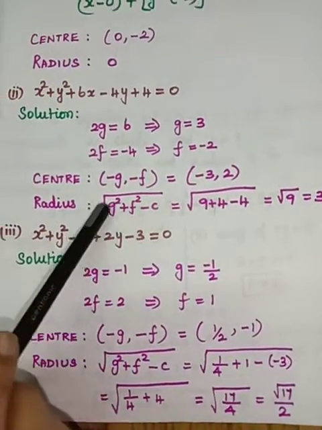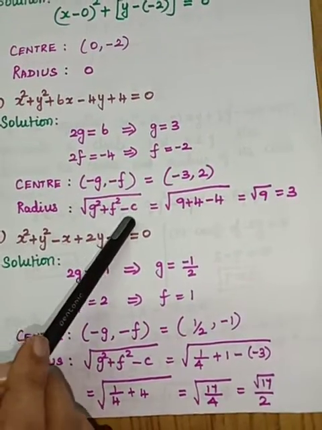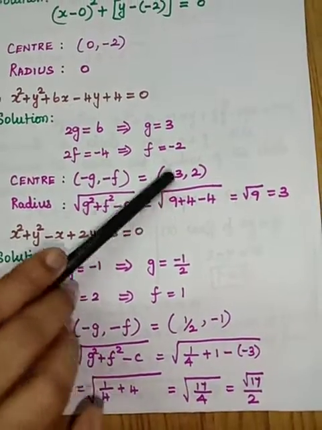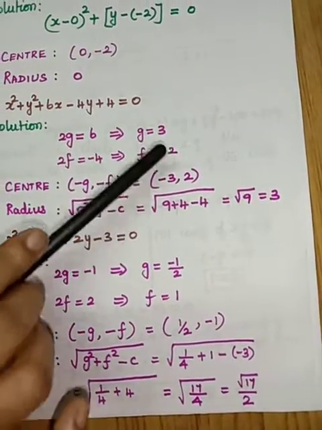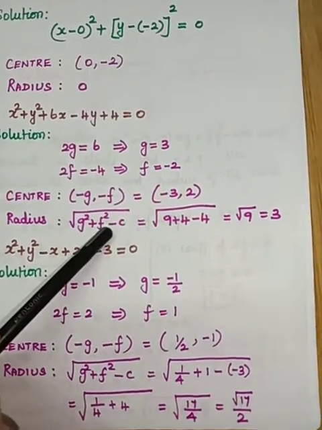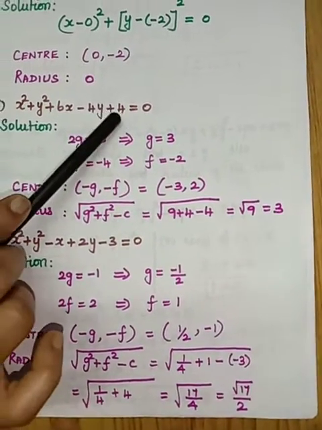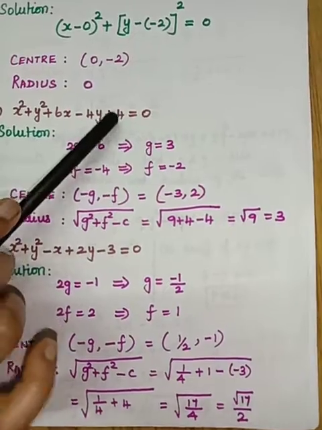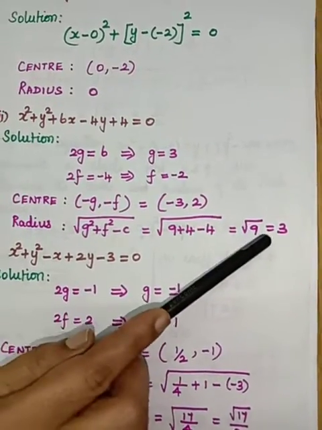And the radius is square root of g squared plus f squared minus c. So g is 3, 3 squared is 9, and f is minus 2, it is 4, minus, the formula itself you are having minus, your c. So what is your c? It is 4. So your answer will become 3.